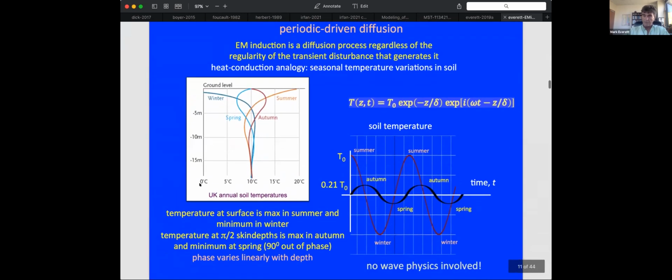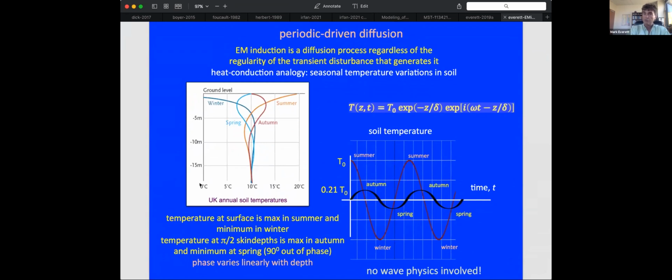So what we have without waves is a diffusion process. And this is true: EM induction is a diffusion process regardless of the regularity of the transient disturbance that generates it, even if it's periodic. We can look at this by analogy with heat conduction in the soil, a very simple and intuitive physical scenario. This formula here, you'll recognize right away, is the same formula for the EM induction skin depth from a planar signal incident on a uniform Earth. It is the same expression with the same physics for the temperature profile in a soil column with depth.